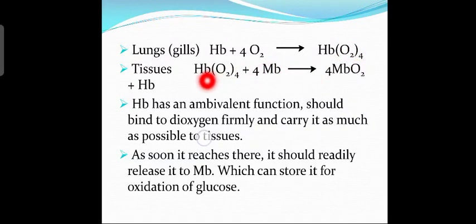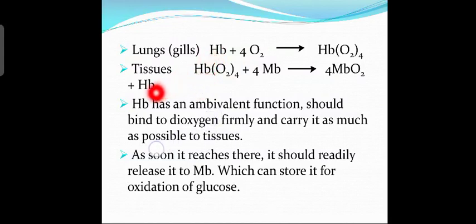Okay. Now in the tissues what happens? This tetradioxygen, Hb(O2)4, combines with 4 myoglobin molecules, giving 4 MbO2. Mb is nothing but myoglobin and Hb is nothing but hemoglobin. Okay. So this bond between hemoglobin and oxygen will break, so that you get Mb and O2, 4 times, so you get 4 times MbO2. And then this bond will break, Hb and dioxygen, therefore you get Hb.